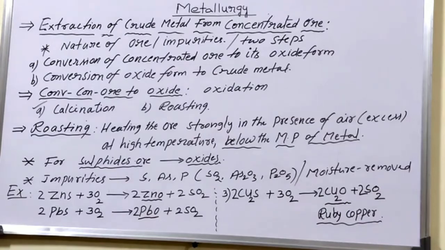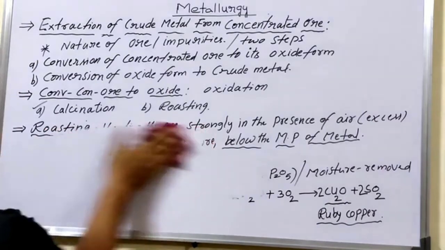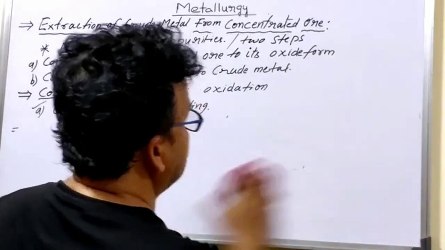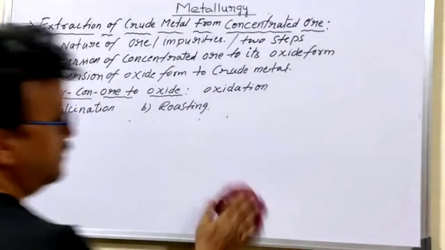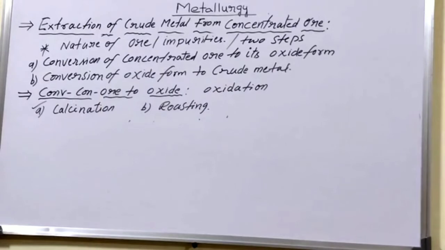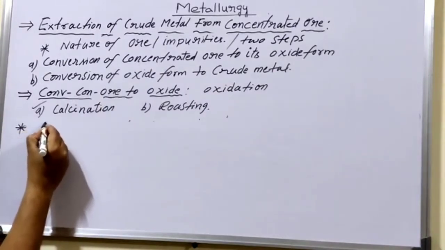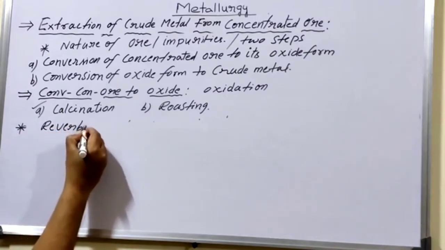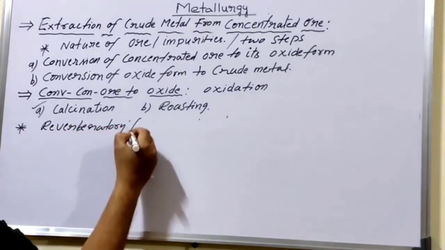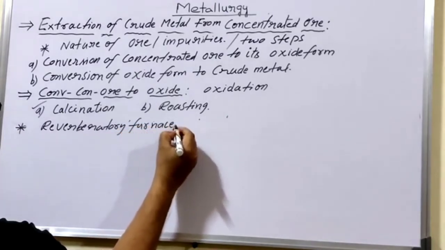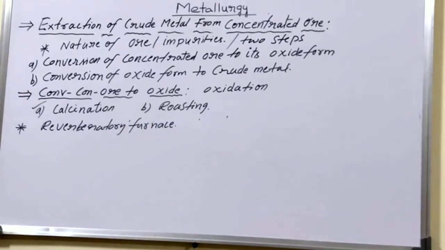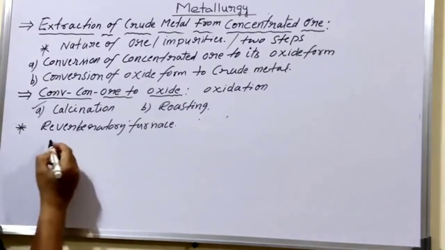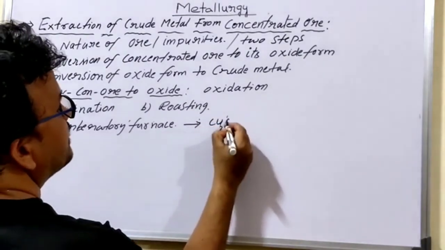Now, this total process of conversion of sulfide ores to oxide ores takes place in a reverberatory furnace. The total roasting process takes place in a reverberatory furnace, where roasting of copper sulfide takes place.